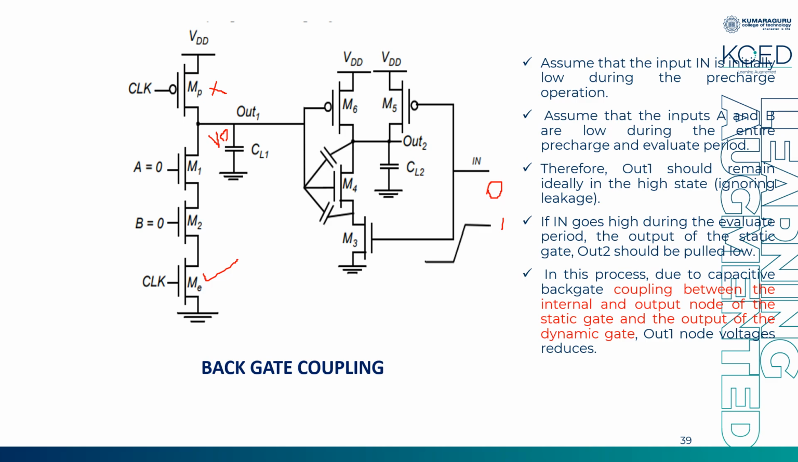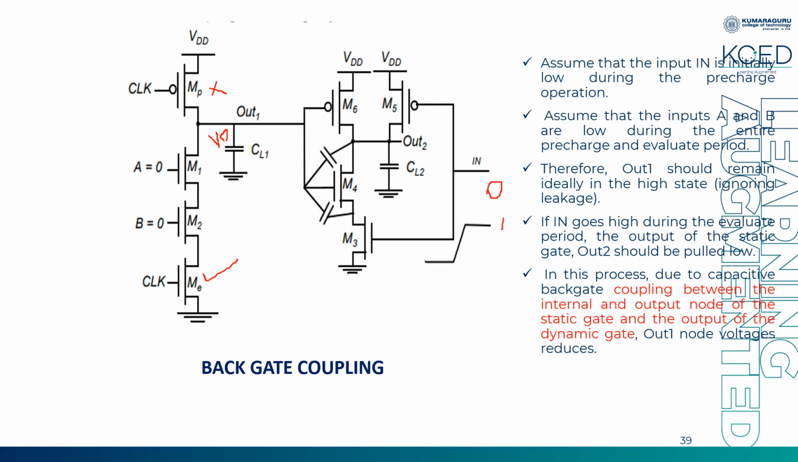Now, we are assuming that first it is in 0. This in is 0. So first, if it is 0, PMOS will be on and out 2 will be high. Now in the evaluation phase, you are having a transition of this in from 0 to 1. In the pre-charge phase, if it is 0 or 1 at this point, there is no problem. Now I have an evaluation phase over here. During the evaluation phase, a transition happens at this point, from 0 to 1.